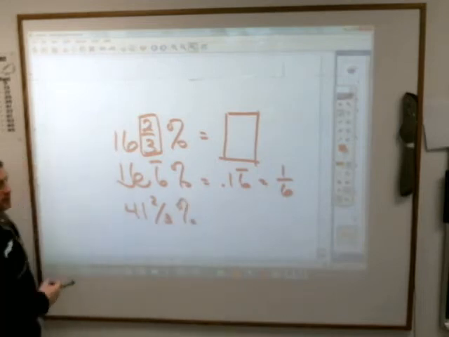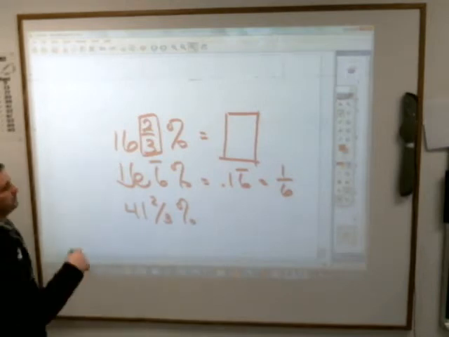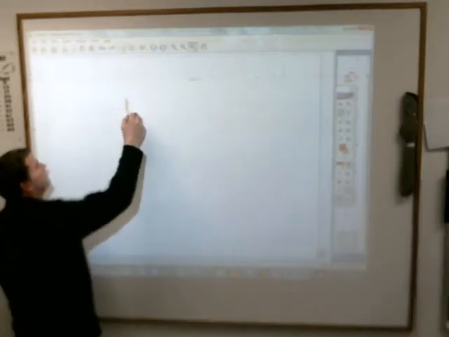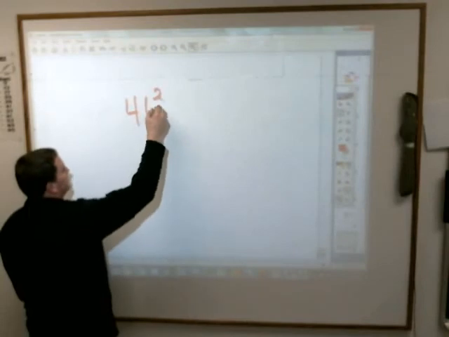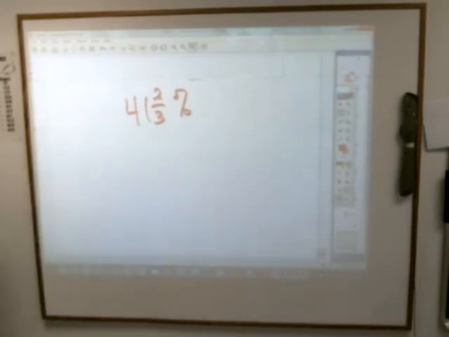If I have 41 2/3% and I want to change that to a fraction, I'm going to do it here because I like to do it big. 41 2/3%. What if you have that and want to change it to a fraction? Anybody have suggestions for me? Ashley?